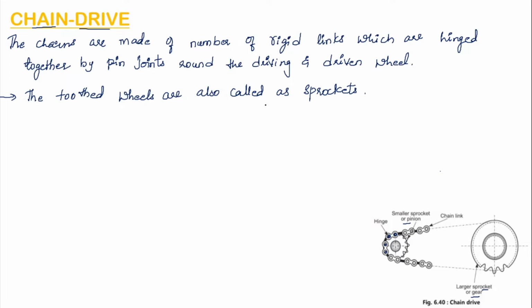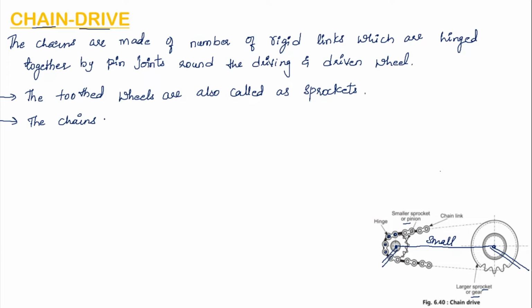So these chains are commonly used for transmitting motion and power from one shaft to another when the center distance between the driving and the driven shaft is small. So when the center distance between these two shafts is small, then we use the chains to transfer power and motion between these two shafts.